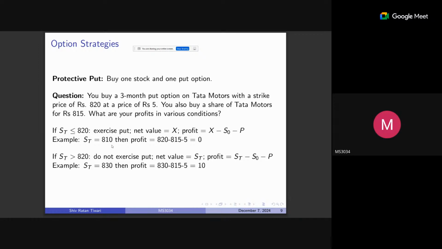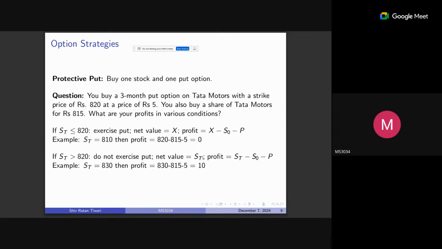The counter of this is if the share price on expiry is more than your exercise price, that is 820. In that case, there is no point in exercising the put option. You will continue to hold, you will not use this, and you will sell your share directly in the market at price ST. So your profit will be ST minus S naught minus P. If the share price is 830 rupees, your profit is 830 minus the cost, that is 815 and 5, that is 820. So your net profit is 10 rupees in this case.